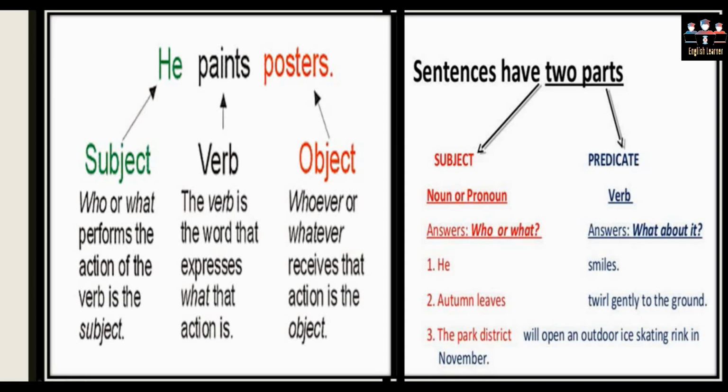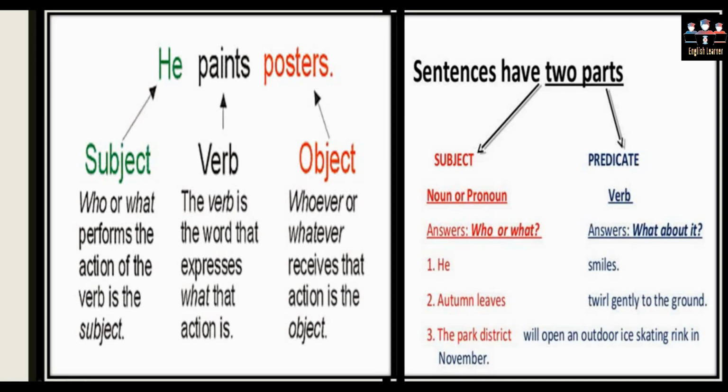Let us implement the concept of subject, verb and object on this example. He paints posters. Now in this sentence, he is the subject, paints is the verb, whereas posters is the object. As we know that the subject answers us about who or what, let us apply this rule on this example. Who paints posters? He paints posters.